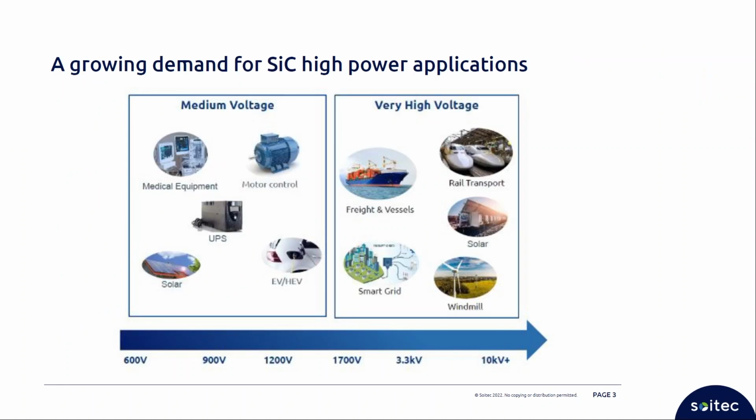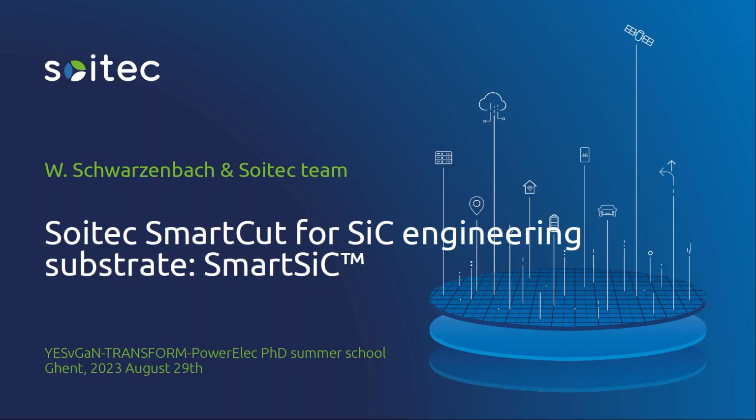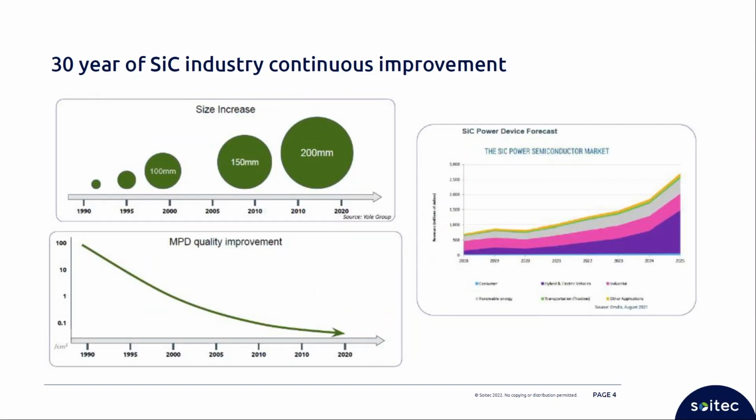So we all know that we are growing demand for SiC in many applications, from 600 volt to many kilovolt. So many applications request some SiC, and during the last decades, we have continuously improved on the SiC material. We increase the size of the wafers. Now with 200 millimeters, even if I heard yesterday it's for them 3 events.